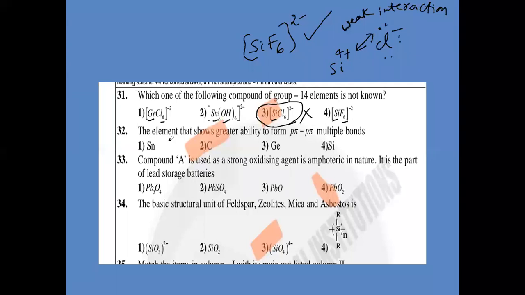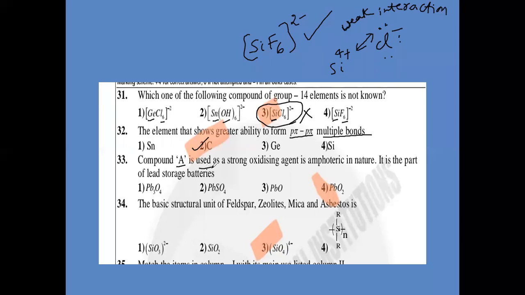Next, the element that shows greater ability to form pi bonds between p orbital and p orbital. So p pi multiple bonds means double bonds and triple bonds between two p orbitals. The pi bond formation will be done by carbon. Carbon can easily form the pi bond between p orbitals.